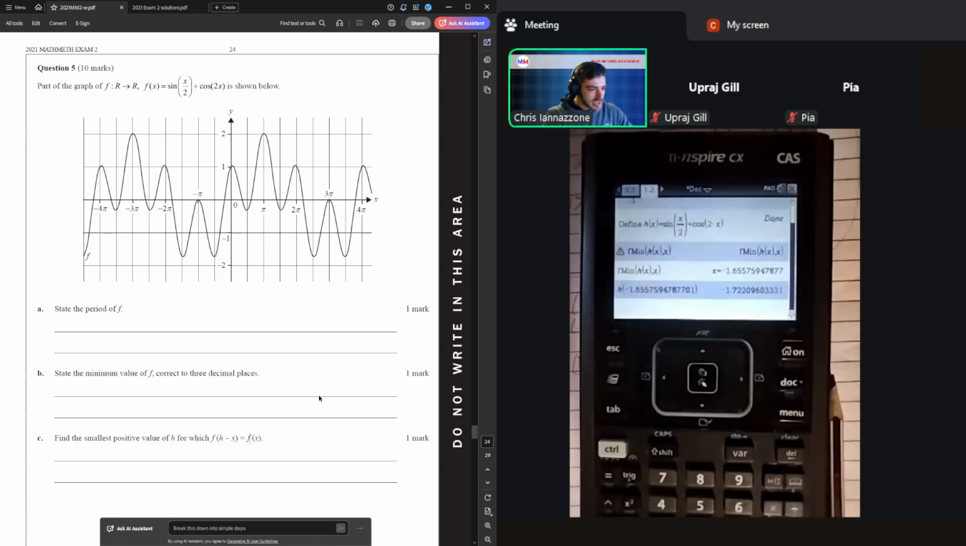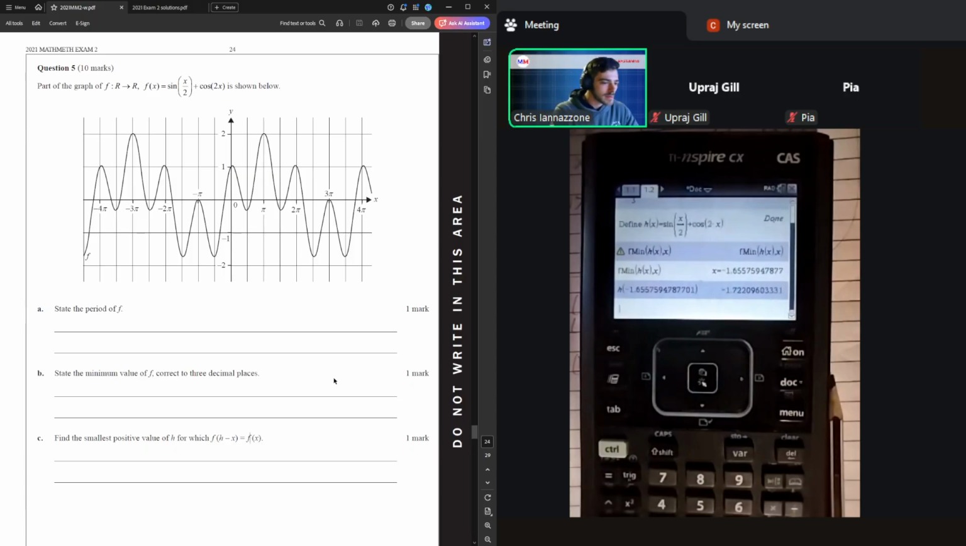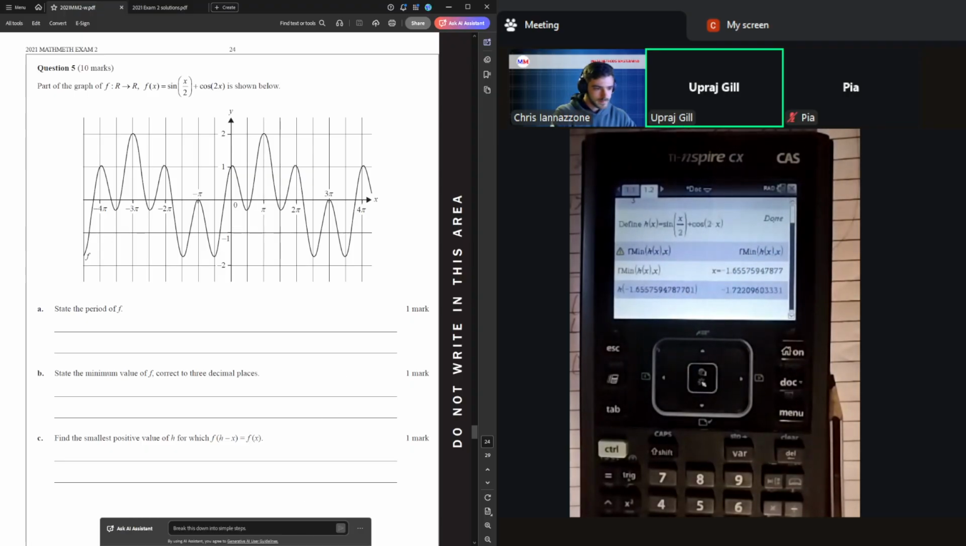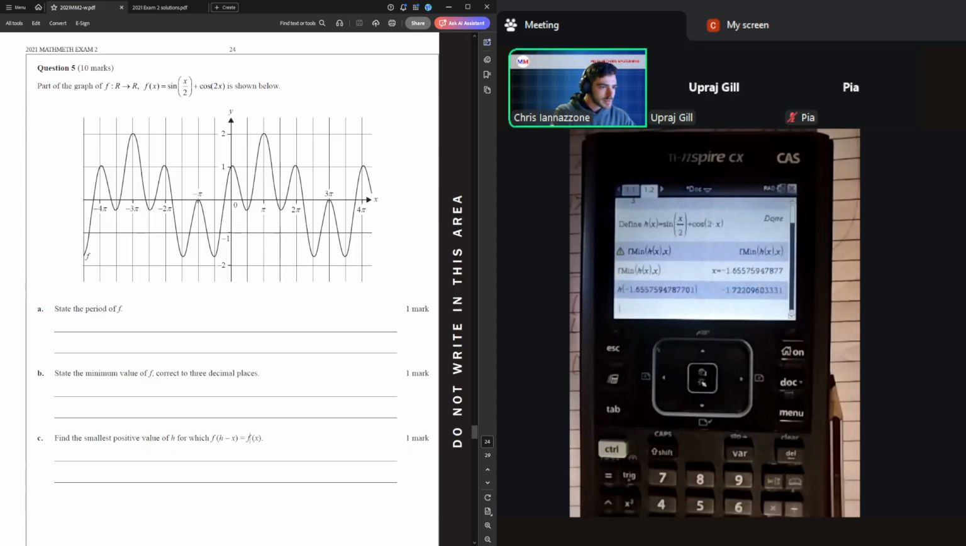Part C is probably one you could eyeball as well, or at least use a little bit of eyeball to approach the answer. Is it just one? They're just one. Oh, and there's another part to a, f of h minus x, f of x. Yeah, hold on, let me see. Okay.